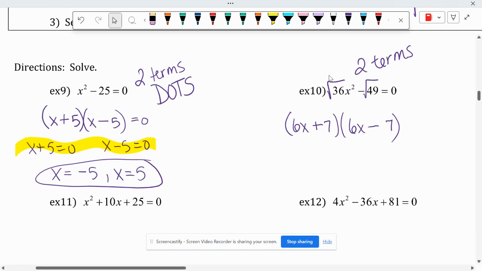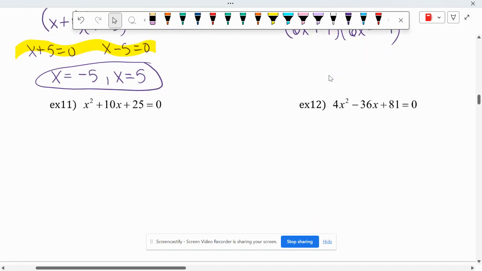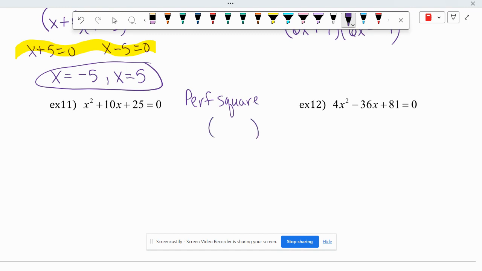All right. Let's look at example number 11. It doesn't have 2 terms. It has 3 terms. So I want to check and see if this is a perfect square trinomial. Well, I have to look at this term and take the square root of it. What is the square root of 25? It's 5. My leading term is 1. The square root of 1 is 1. So if I take 5 times 1 times 2, what do I get? Is that what my b term is? Yes. So this is a perfect square trinomial.